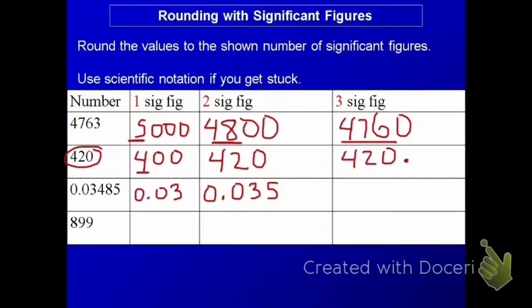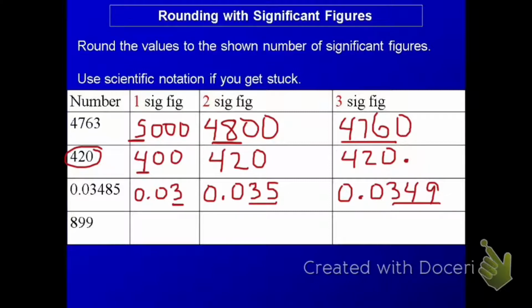And now for three significant digits, we'll have 0.0349. All right, I'm going to underline the significant digits in each one of these. We have 0.3, 0.35, 0.349.